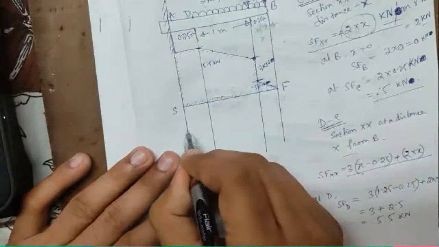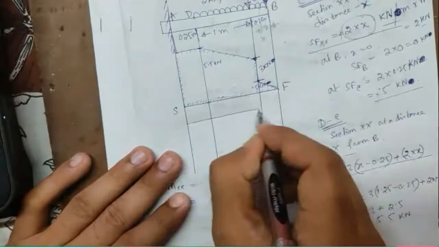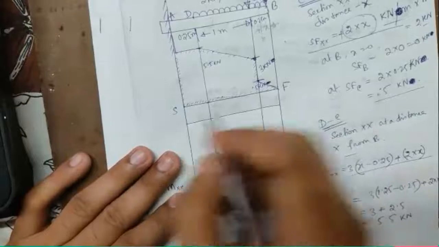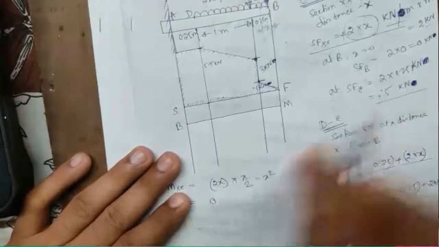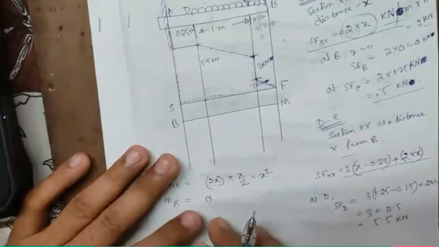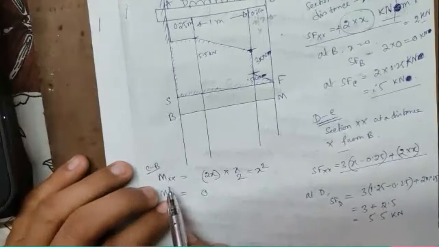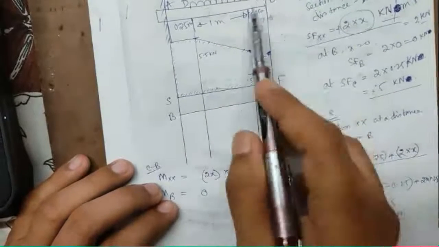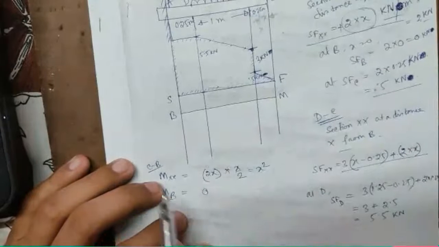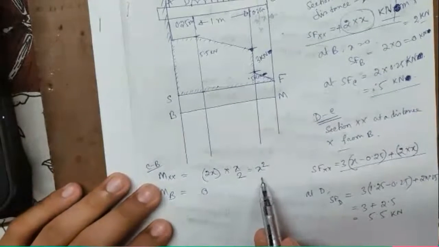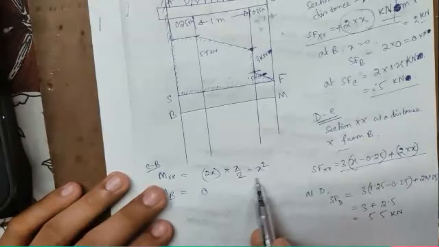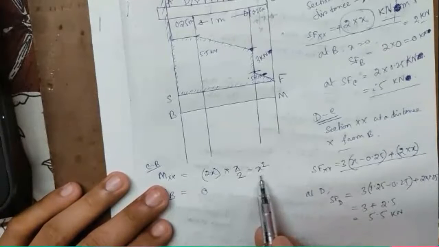So we will draw a ground line or GL line or reference line, or we just name it by any name. From B to C, the bending moment will follow a parabolic curve, because this bending moment is depending on x square.